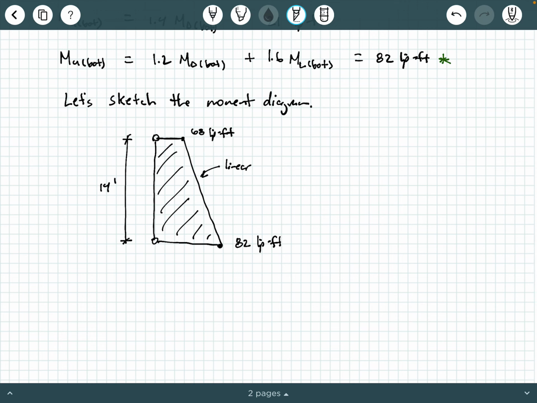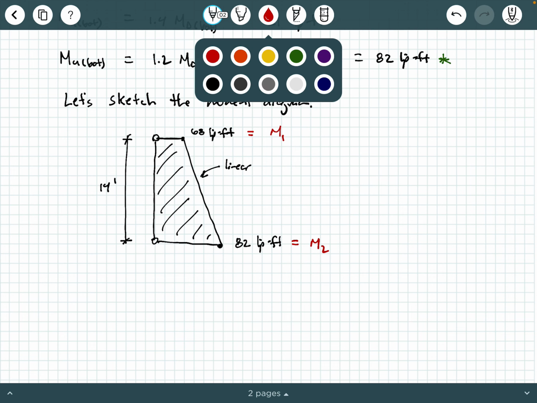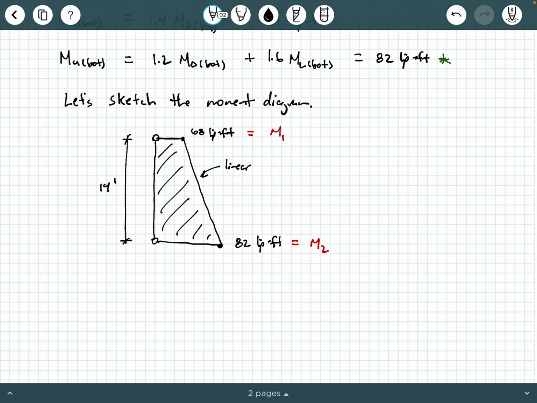Now here's the next question. Which one of these is going to be eventually what we call M1 and M2? Well, if you remember from our background information on the moment amplification method, M2 will always be the larger magnitude moment, okay? So this 82 kip feet will be our M2, and then the 68 kip feet will be our M1. I'm labeling these right now. This is going to be useful later, once we get to our moment amplification process, okay? So these are our LRFD factored requirements.